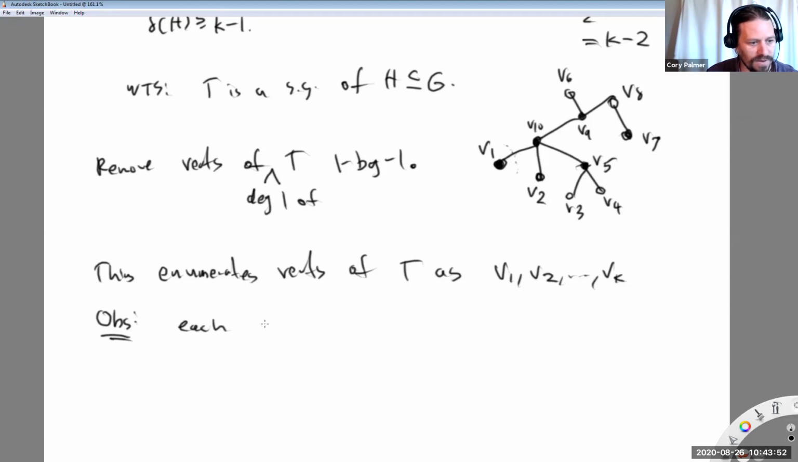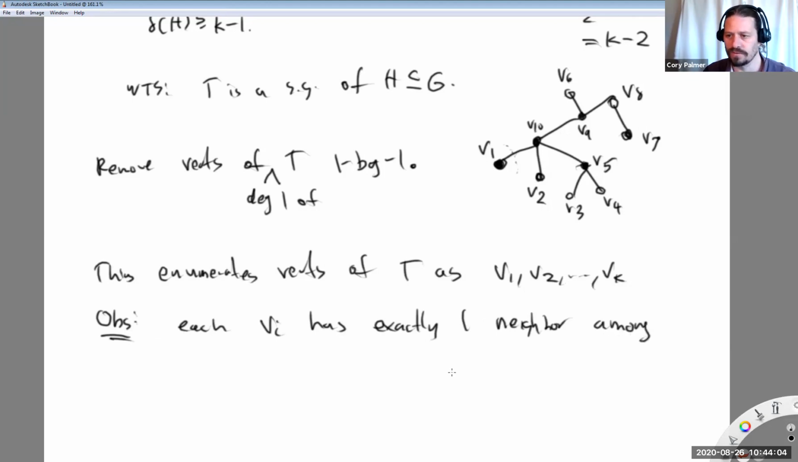Each VI has exactly one neighbor among where? Among which vertices? So think about this procedure. When I removed V1, it had exactly one neighbor. That neighbor happened to be V10, right? When I removed V7, it had exactly one neighbor, and that neighbor happened to be V8. When I removed V6, it had exactly one neighbor, which happened to be V9, and so on and so forth. When I removed V5, it had exactly one neighbor, and it was V10.